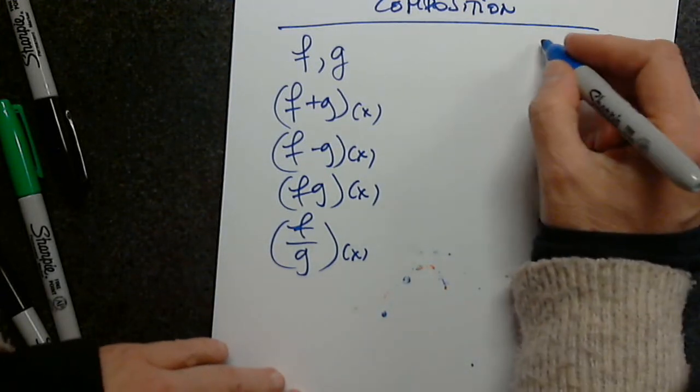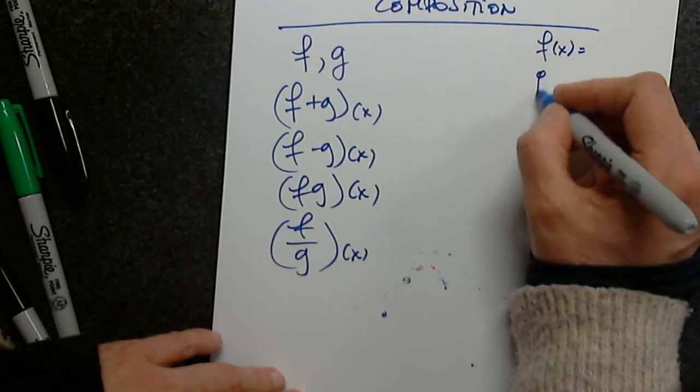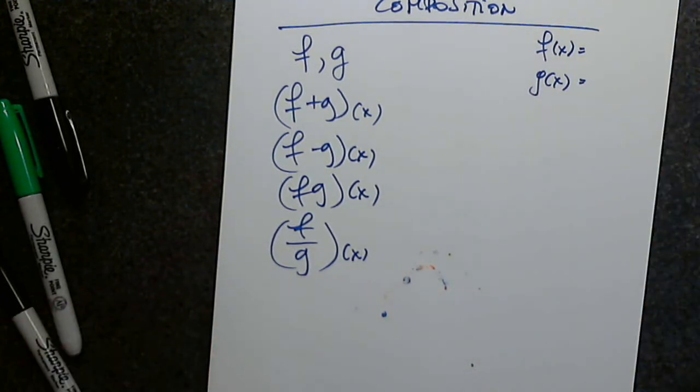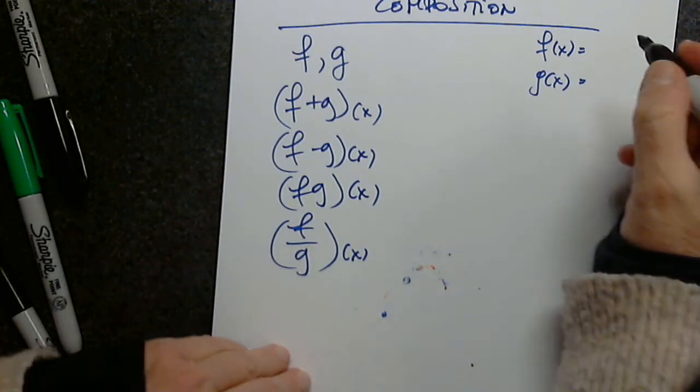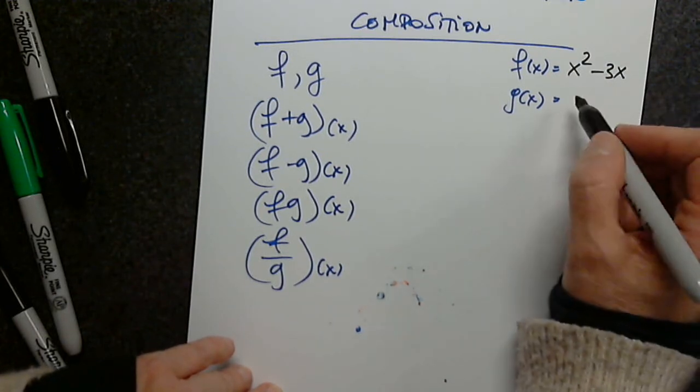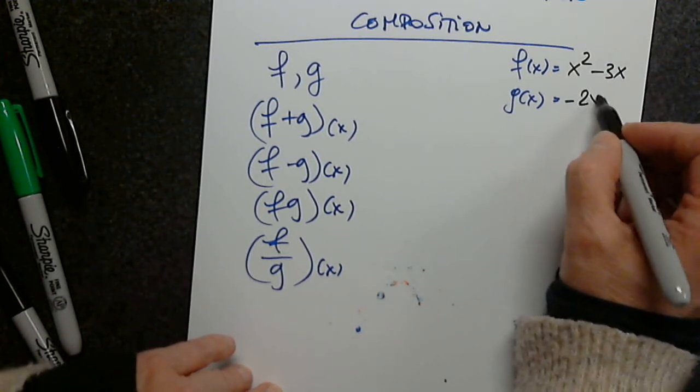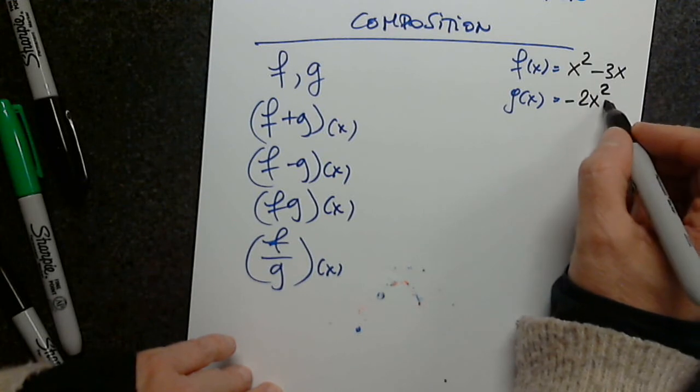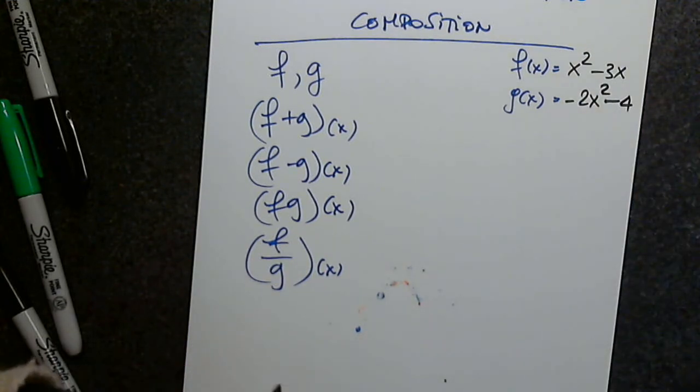So please give me 2 functions so we can illustrate this. However, there is a restriction that I will talk about in a minute. But just give me 2 functions. Okay. I'm going to say x squared minus 3x and negative 2x squared minus 4.